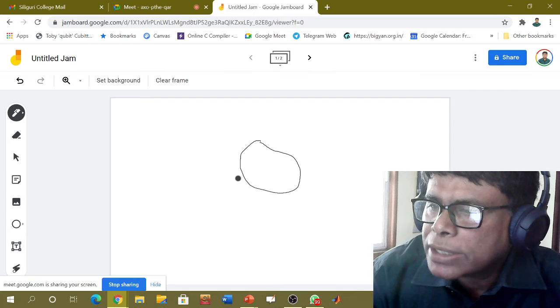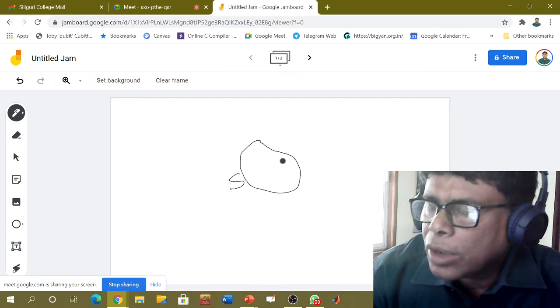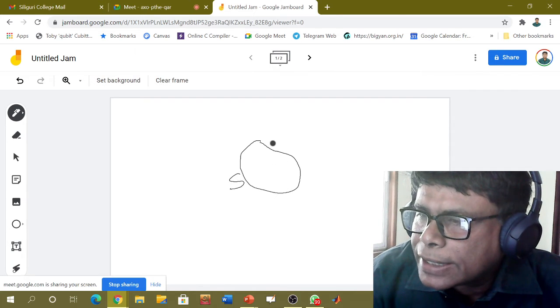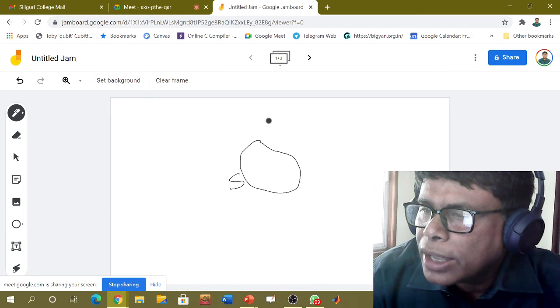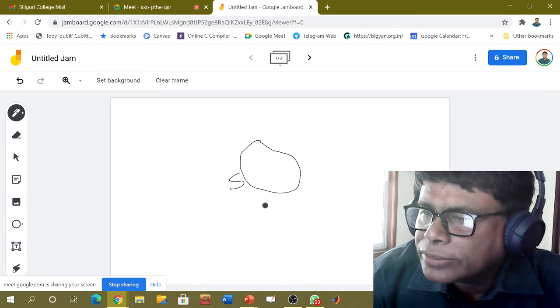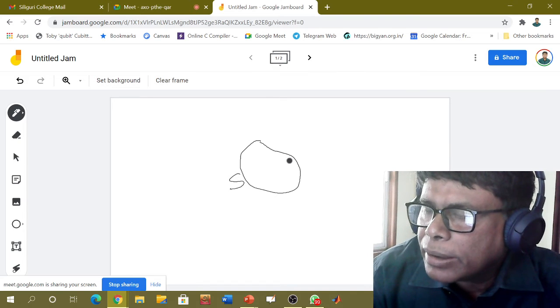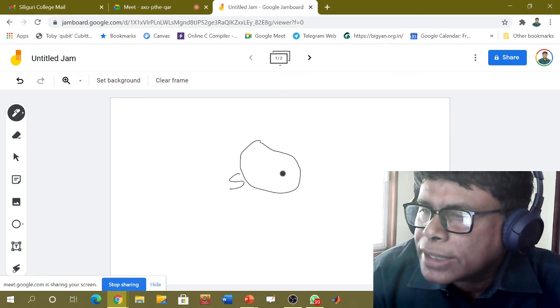Suppose this is our set. Now, omit the points in the boundary. Omit the points in the boundary. Okay. Take the points of S.